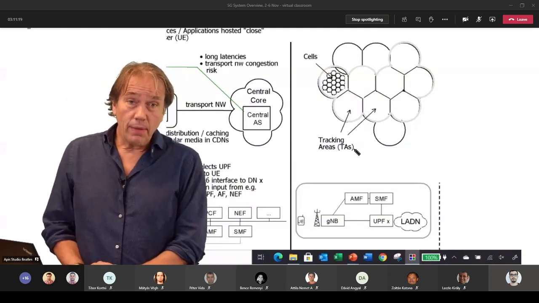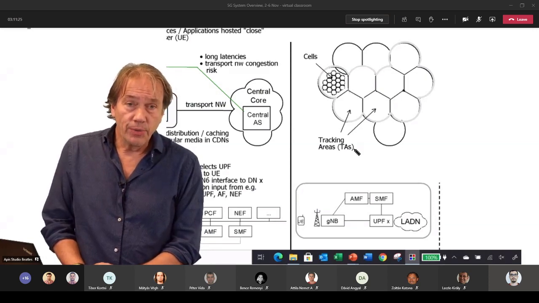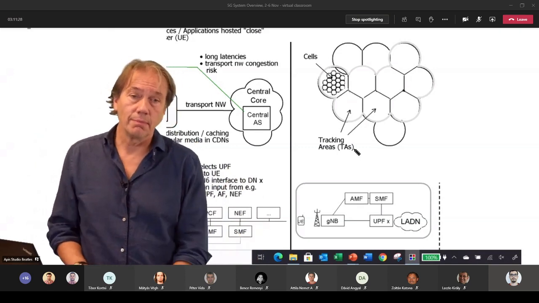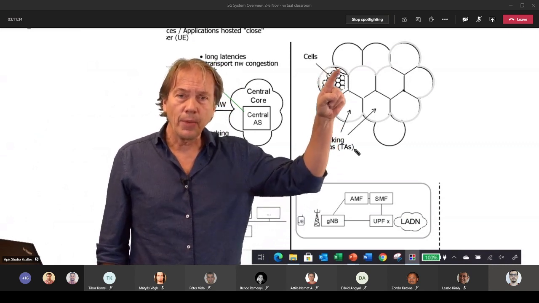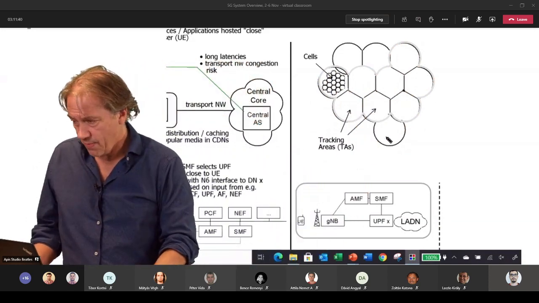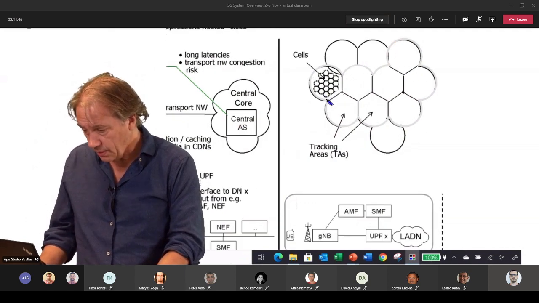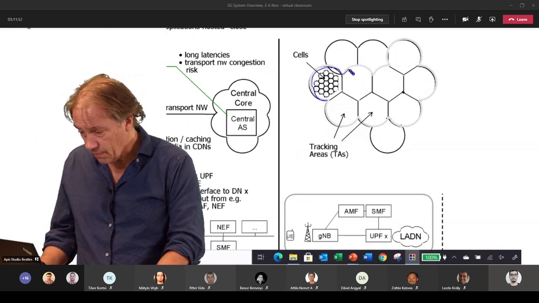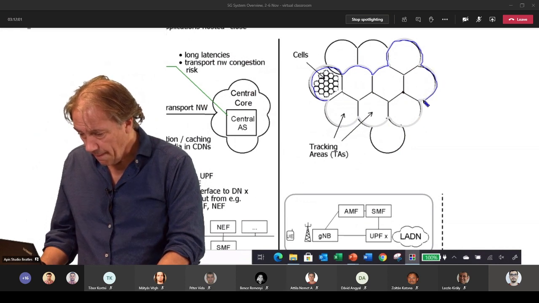All right, then we can group a number of tracking areas into a larger area, and there is a gray line indicated here. I will use the blue pen, and I will try to follow the line. Goes quite well.